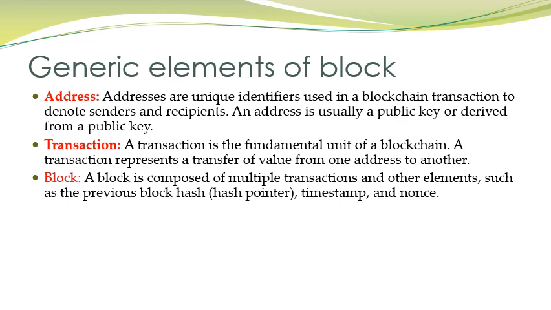The next generic element in blockchain technology is block. We know that a block contains a list of transactions. It contains the hash value. It also contains the hash of the previous block. A block is composed of multiple transactions and other elements, such as the hash of the previous block, timestamp, meaning the time information when the transaction is created and committed, and nonce. This nonce is nothing but the hash, which is determined from the transaction.